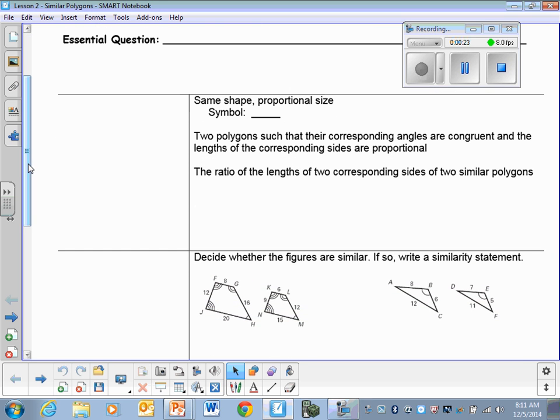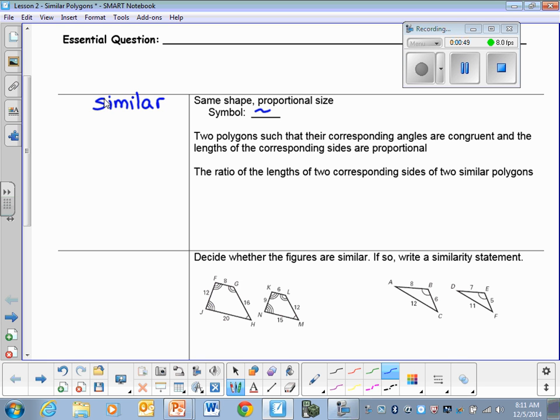Some vocabulary: similar, same shape, proportional size, and our symbol for similar is just the tilde. Remember, you've seen the tilde before, so the meaning of the tilde depends on the context of the math problem. Back in the logic unit, it meant not or complement.